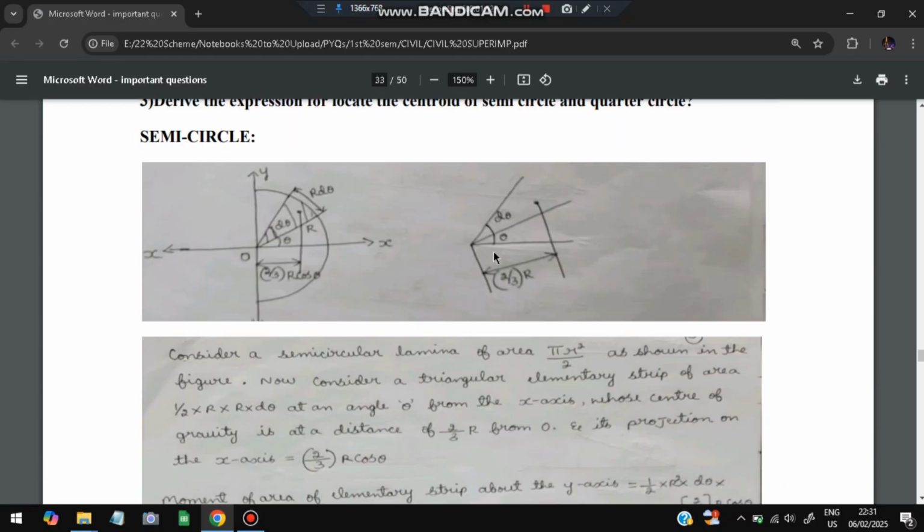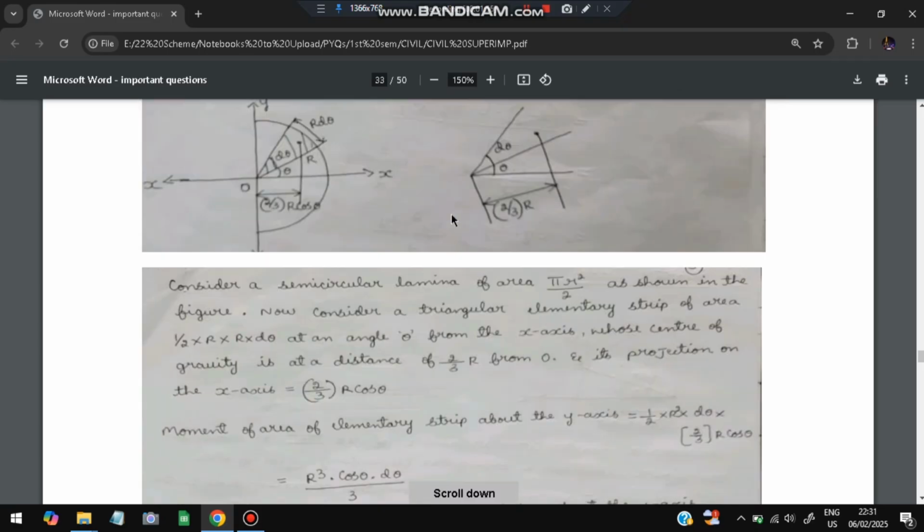The same thing we'll be doing for the centroid of a semicircle and a quarter circle as well. You can go through this concept here. I will not go into the depth because it becomes very complex. Basically the same thing is happening: we consider one strip, calculate the moment, integrate it, and equate it with the whole semicircle or quarter circle separately, and we get the value of y bar and x bar.